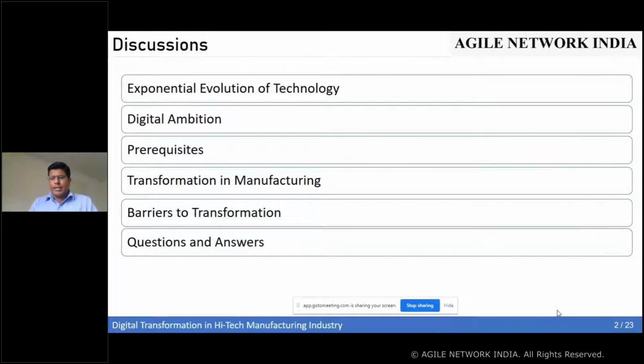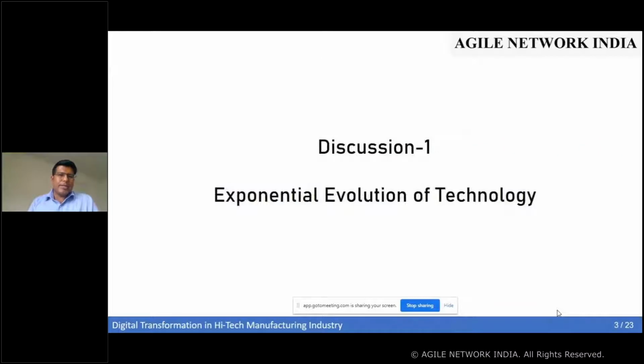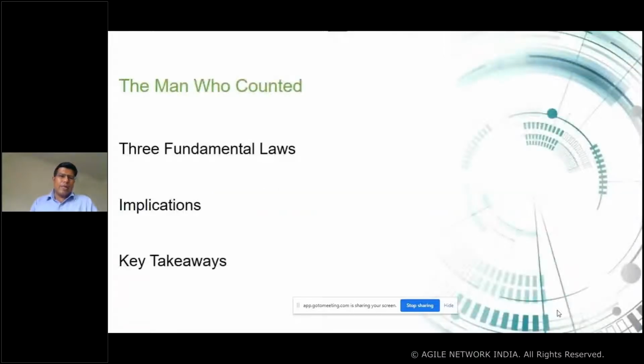So let us start with the first discussion, the exponential evolution of technology. There are four things that we will discuss here. I will start with the story of a man who counted. Many of you might have heard this story. Then we'll see the three fundamental laws, which I believe are key to giving rise to this need for digital transformation. What are the implications and takeaways for us as professionals? As an organization, what are the implications and some key takeaways?